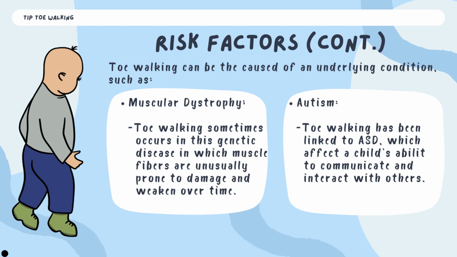Another condition is muscular dystrophy. Toe walking sometimes occurs in this genetic disease in which muscle fibers are unusually prone to damage and weaken over time. This diagnosis might be more likely if your child initially walked normally before starting to toe walk.